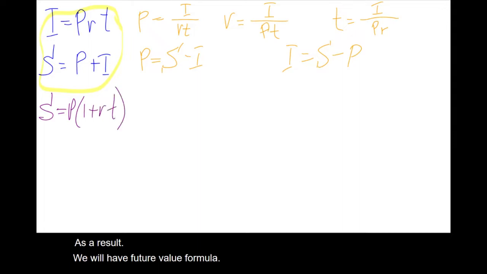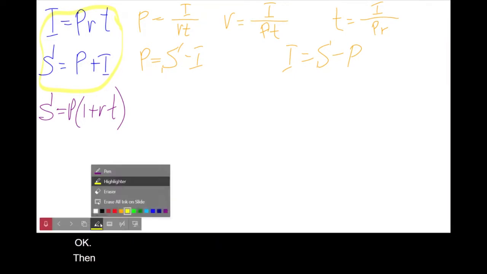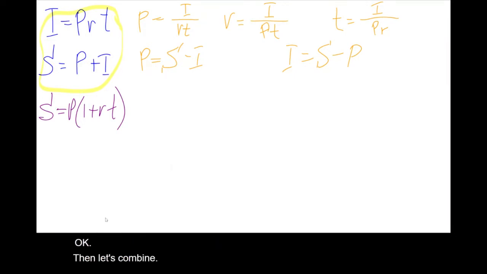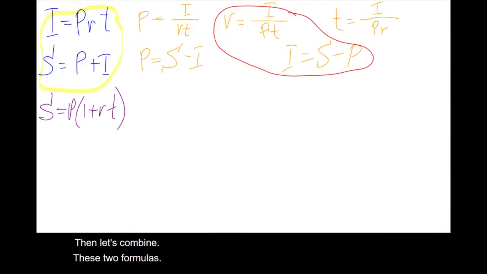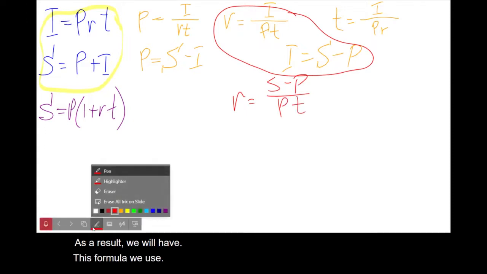Then let's combine these two formulas. As a result, we will have this formula we use for interest rate calculating in case of a T-bill, right?